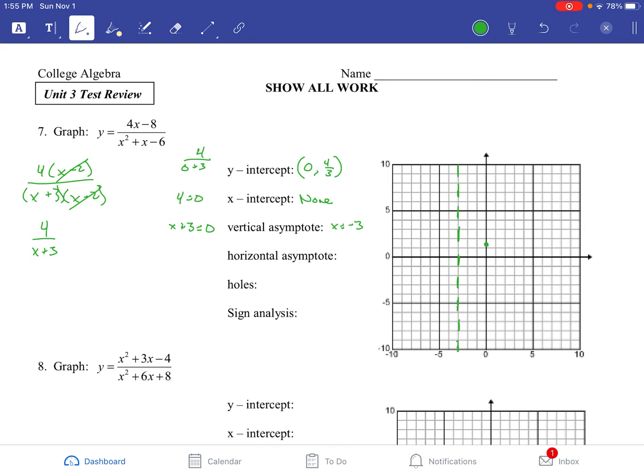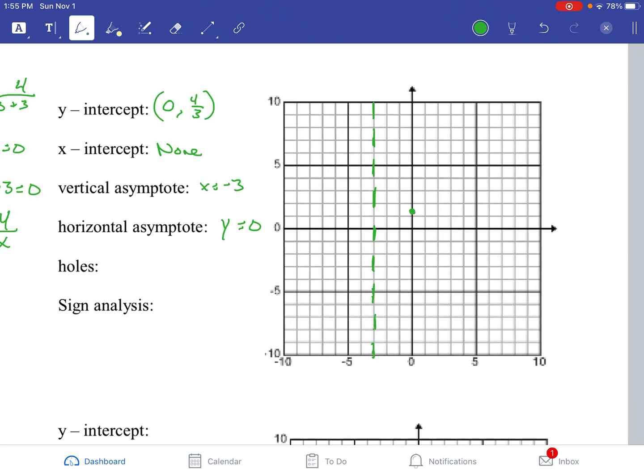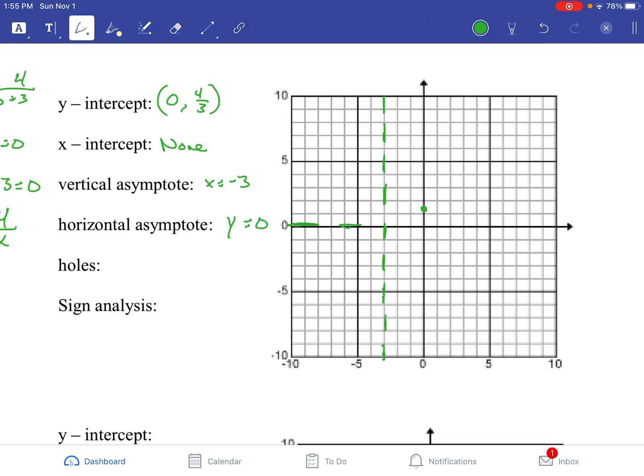Excuse me. Your horizontal asymptote is the first terms of each numerator and denominator. So we have 4 over x. Okay, if you put a really big number in for the x on the bottom of your denominator, it's going to be really close to 0. So it's going to be y is equal to 0 is our horizontal asymptote. I'm going to draw that in here.